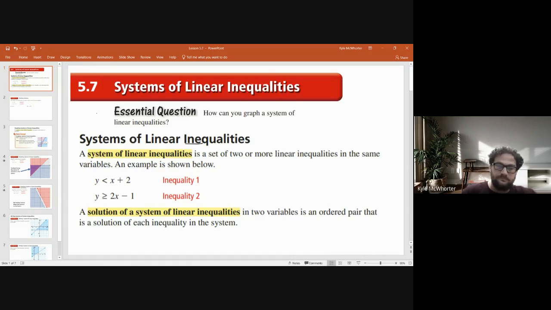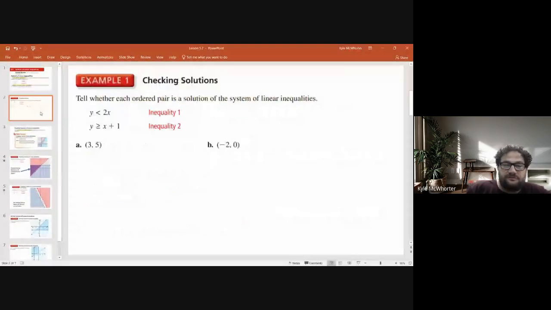Here's an example. A solution to a system of linear inequalities is an ordered pair that is a solution to each inequality. So anytime we have an ordered pair, an x value and a y value that make both inequalities true, that's a solution to the system. So the first kind of example we're going to do is testing points, testing ordered pairs to see if they are solutions or not. So here's our first example.